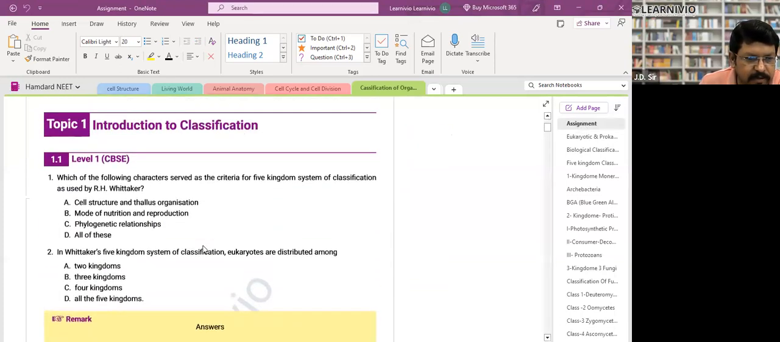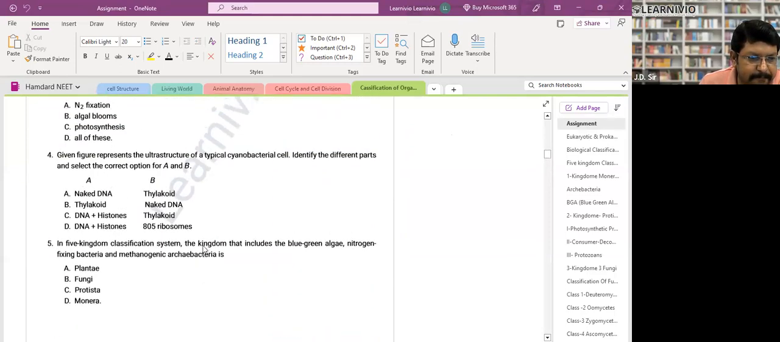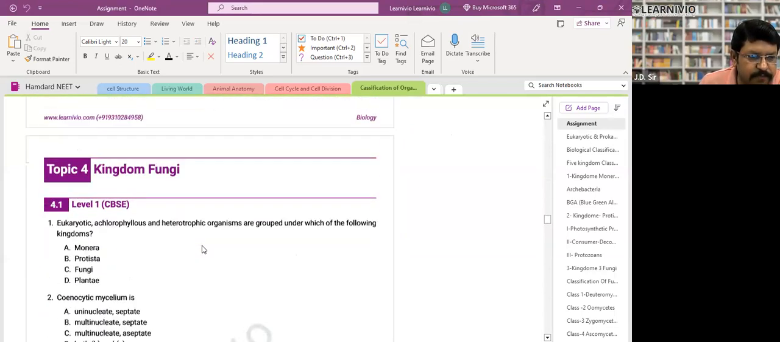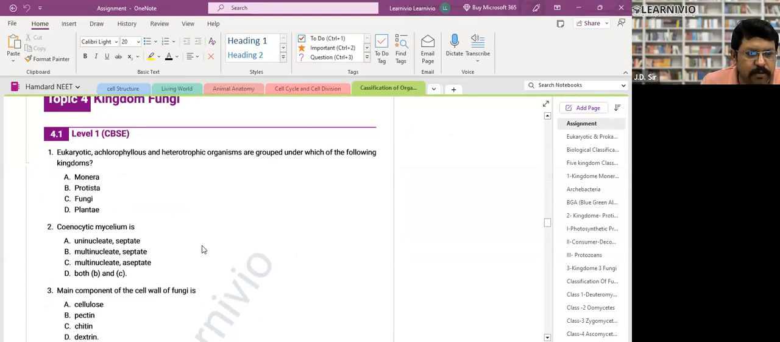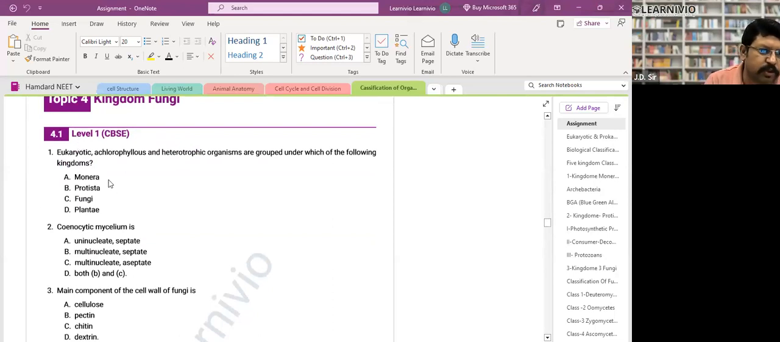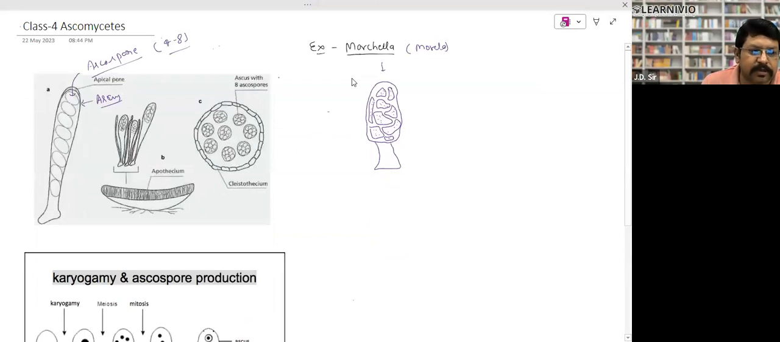Basically, this was the assignment. Kingdom Protista, Kingdom Fungi. This was the assignment. Here the first question was... So let's first discuss the assignment, then I will start teaching. Or no, first finish this chapter, then it will be okay for us. So first do this ascomycetes because I have started with that. Right. So let's start with the ascomycetes.